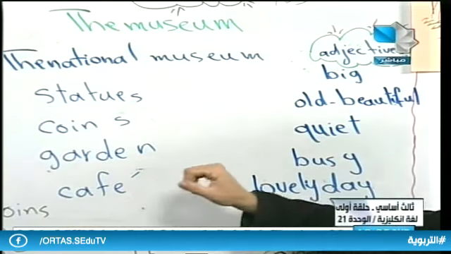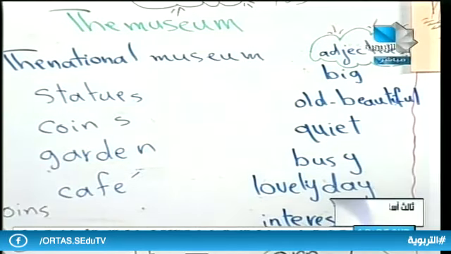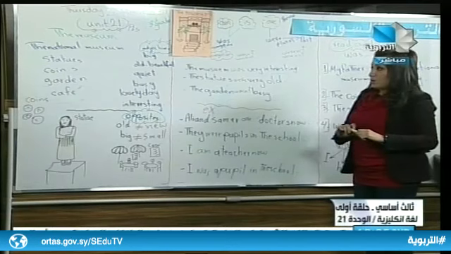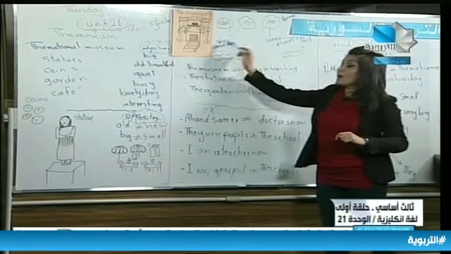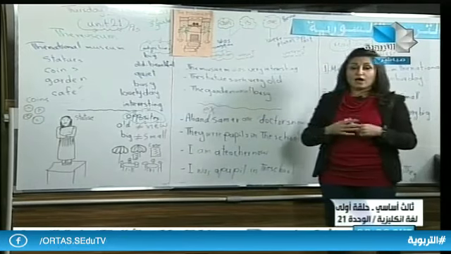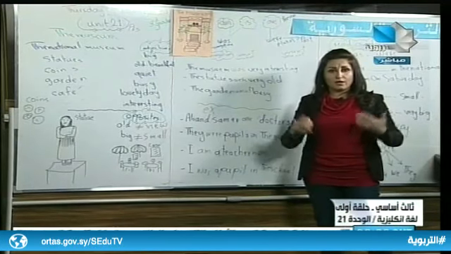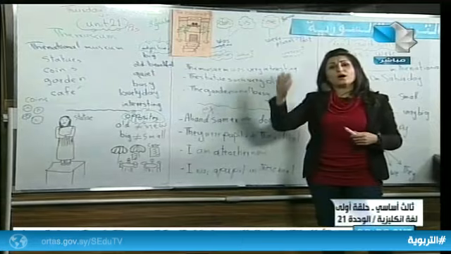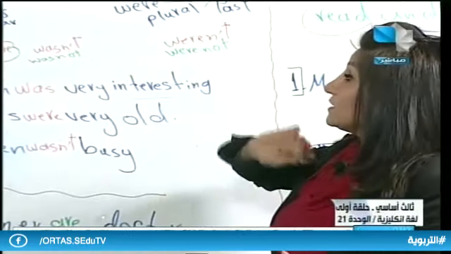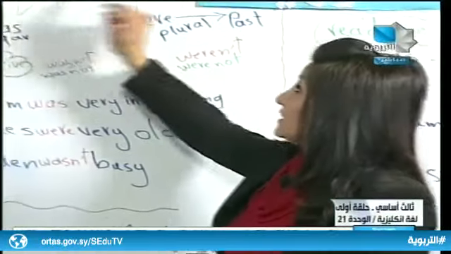The cafe wasn't busy. I want you to move to here. Look at this. When Omar said, I was in the museum, I was in the museum. Look at me. I am a teacher now, okay? I am a teacher, but I was a pupil. And we talked in the last lesson about is, are.